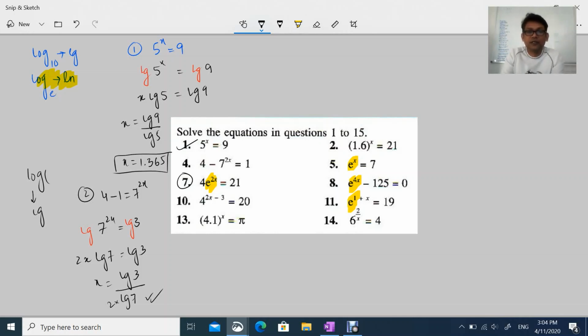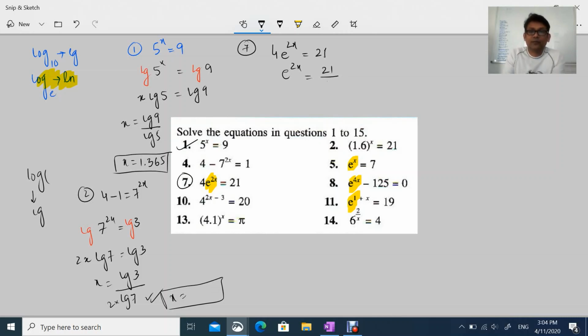Question number 7. You have to simplify and get the answer of x. You have to use a calculator to find it. Question number 7. 4 e power 2x is equal to 21. First of all, I have to move this 4.